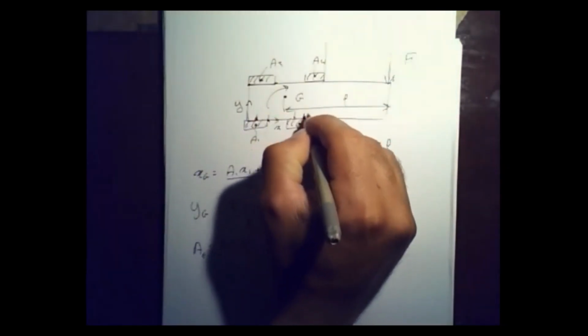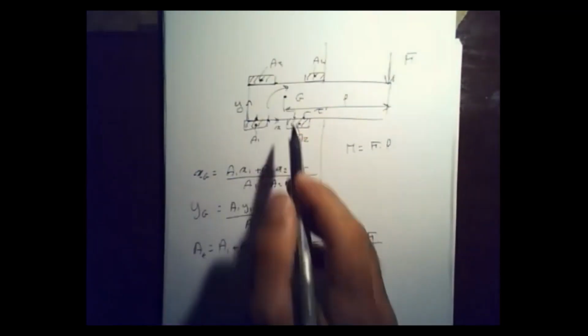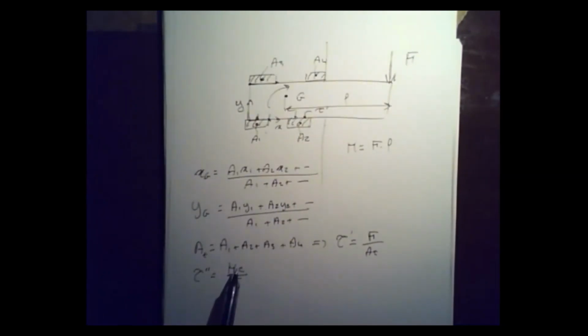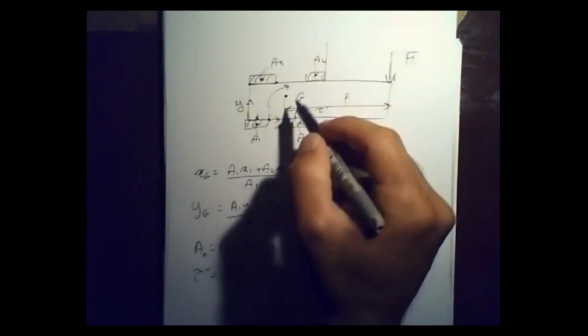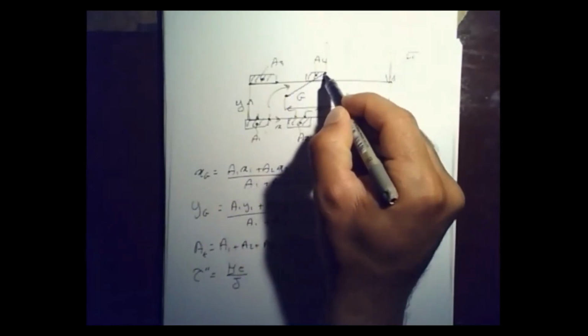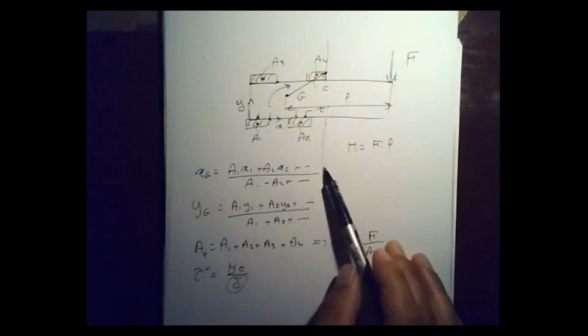So you're going to have tau prime everywhere, and you are going to have tau double prime, which, as you guys remember, is going to be MC over J. M is a moment, basically. C is going to be what? C is the distance from that point G to the point that you're analyzing. Let's say you're analyzing this point, then this is going to be your C, or R, some people call it. J is your polar moment of inertia for this cross section, right?